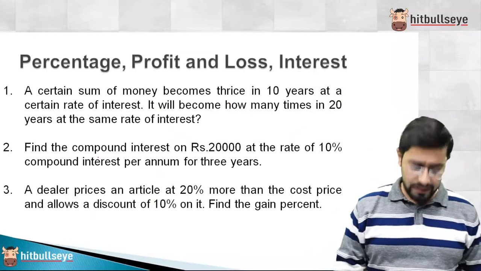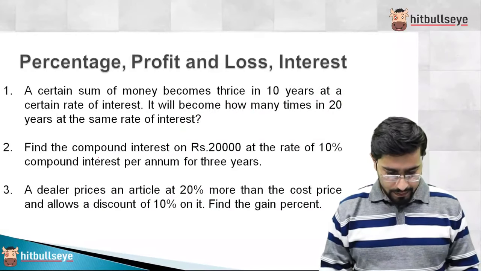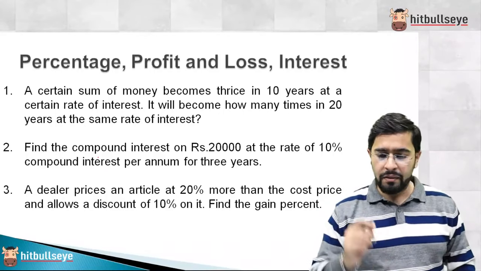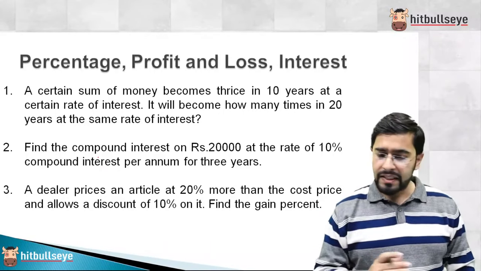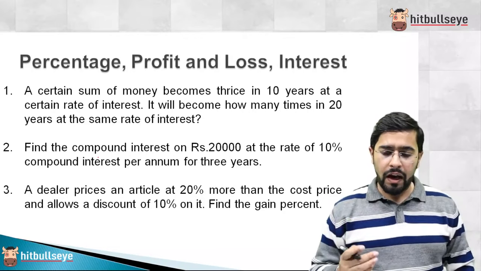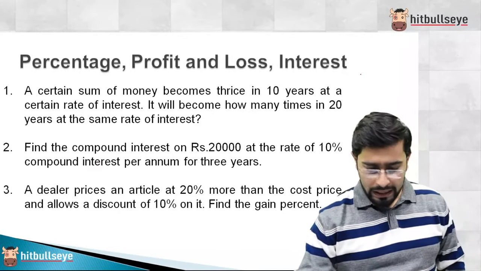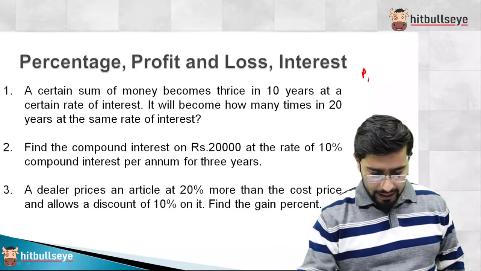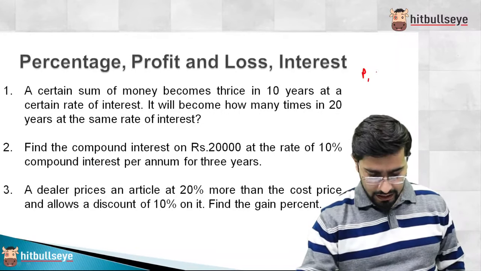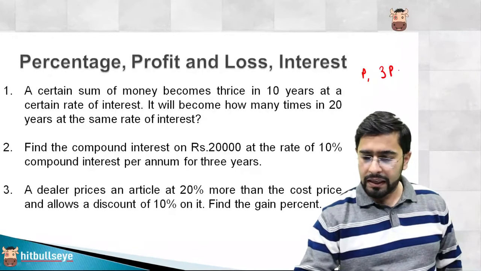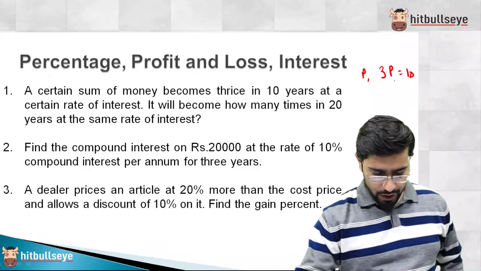So here are some questions. So yes, let's start solving them. A certain sum of money becomes thrice in 10 years at a certain rate of interest. It will become how many times in 20 years at the same interest? So let the sum be P and it becomes thrice, that is 3P in 10 years.